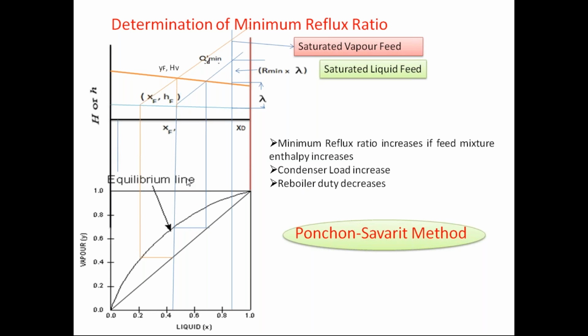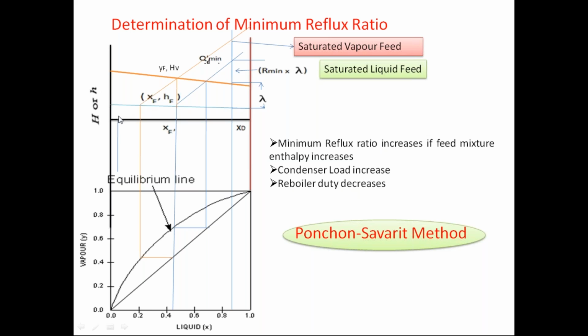So for the first case, reboiler duty is more, and for the second case, reboiler duty is less. Therefore, you can conclude that when feed mixture enthalpy increases, reboiler duty decreases. If the feed changes from saturated liquid to saturated vapor, then reboiler duty increases, whereas condenser load increases, and minimum reflux ratio increases. While these two are increasing, only this will decrease.